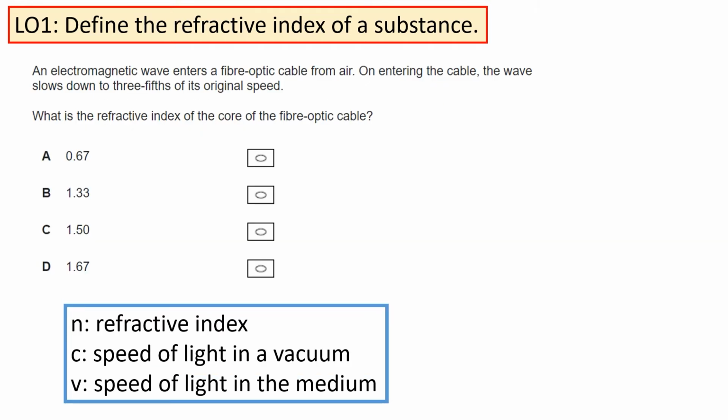Here's a question for you to have a go at yourselves. Pause the video and write down the answer to the following question. My answer, as well as my working out, will follow shortly.